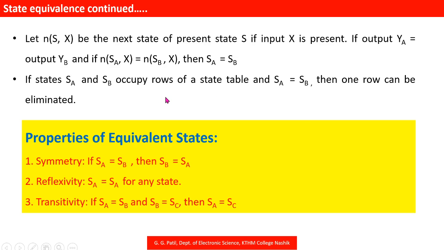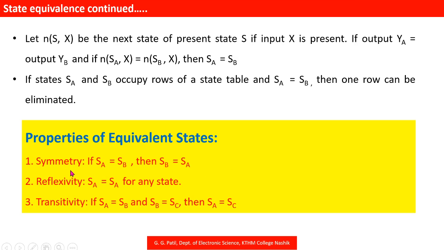The properties of equivalent states: three properties are listed here. The first is symmetry. If state SA is equivalent to SB, then SB is equivalent to SA. If the first state is equivalent to the second state, then the second state must be equivalent to the first state. This property is called symmetry.